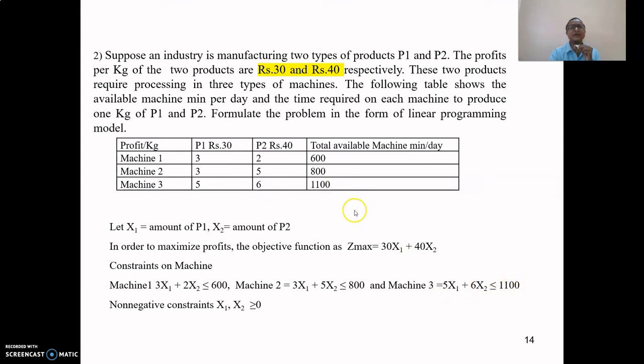And lastly, the non-negativity condition: x1, x2 greater than or equal to 0. We will go for the next example.